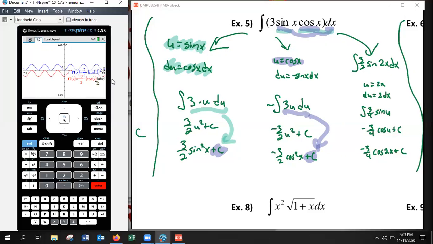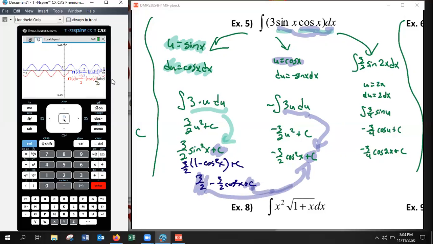Well, if you guys remember that sine squared is equivalent to 1 minus cosine squared. So if we looked at this as 3 halves times 1 minus cosine squared x plus c, 3 halves minus 3 halves cosine squared x plus c, what ends up occurring is this 3 halves and this c would join together to be that c, if I wanted to algebraically reconcile this. Now, it's not necessary, but it is what it is.